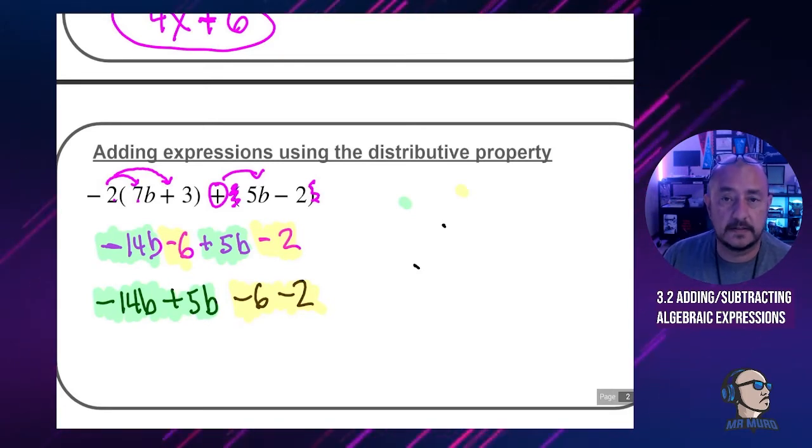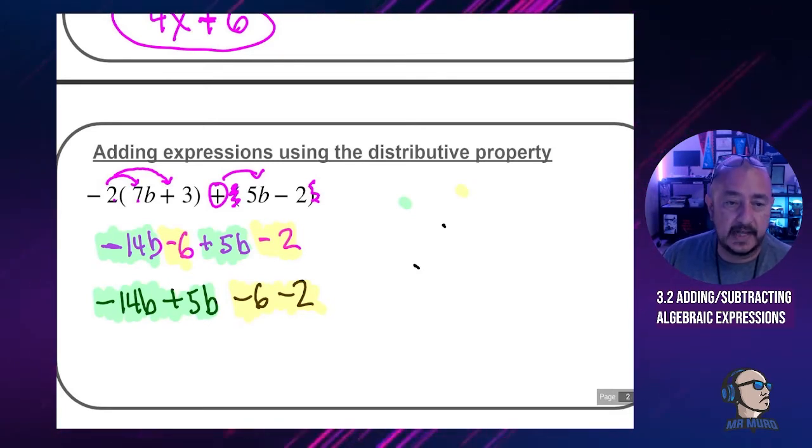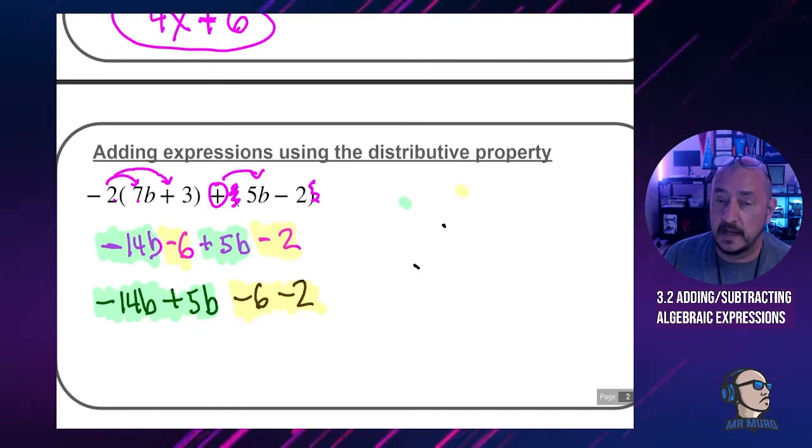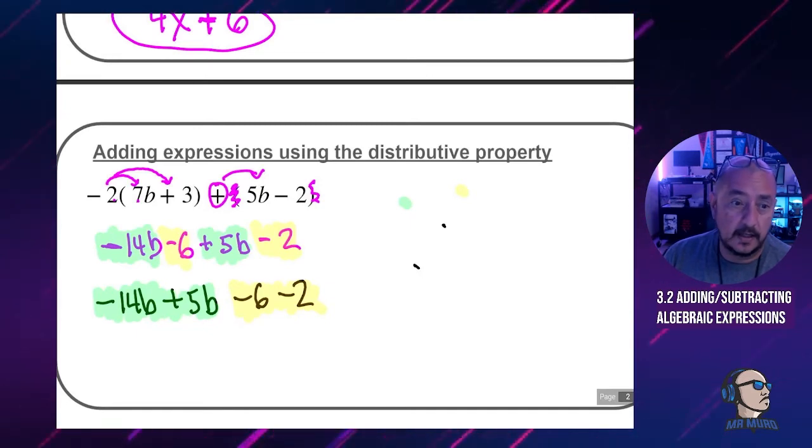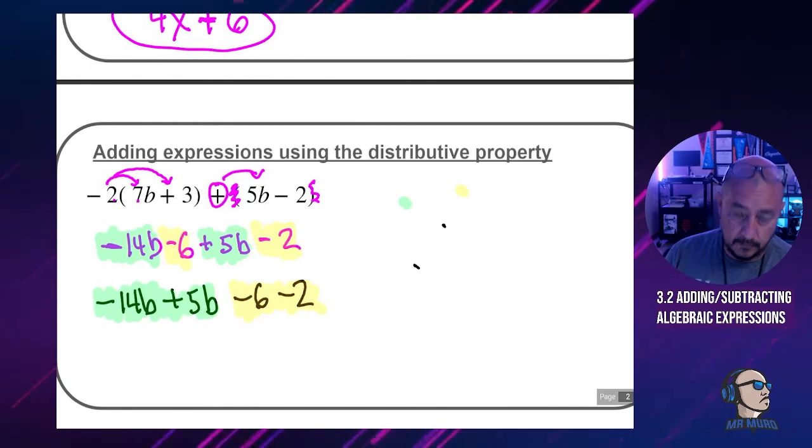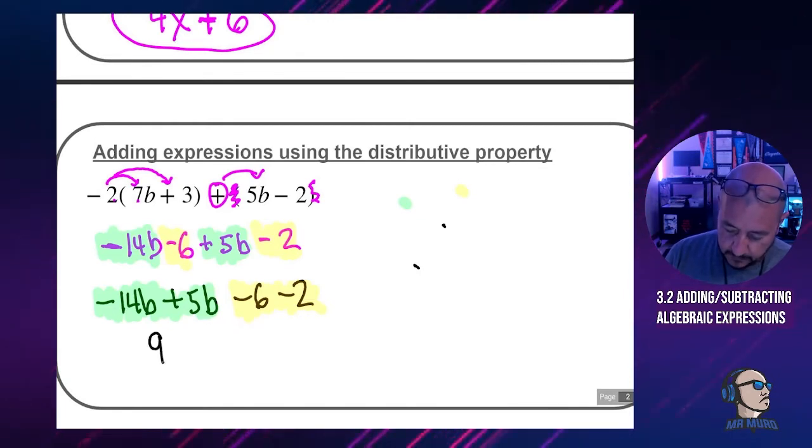So I'm looking at this and I ask myself, okay, one is negative, one is positive, so if the signs are not the same, I'm going to subtract. So I'm going to take 5 away from 14, which would give me 9, right?